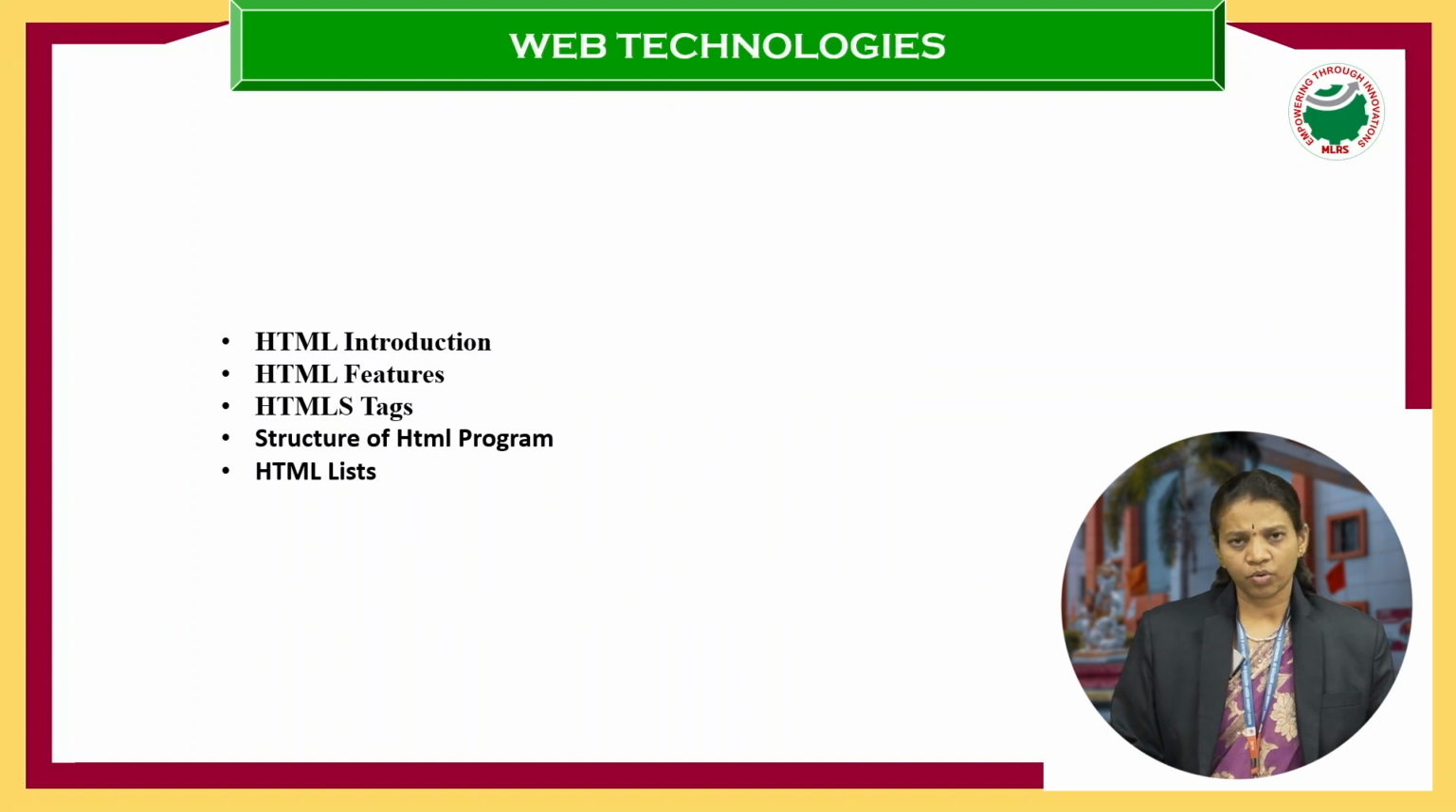What I want to discuss today is HTML introduction, HTML features, HTML tags and structure of the HTML program, and HTML lists. Before going to them, these are all a combination of technologies. What is a web and what is a technology? Technology is nothing but a collection of different types of programs. We keep them on one platform. Through that platform, we want to develop programs, both front end applications as well as back end applications.